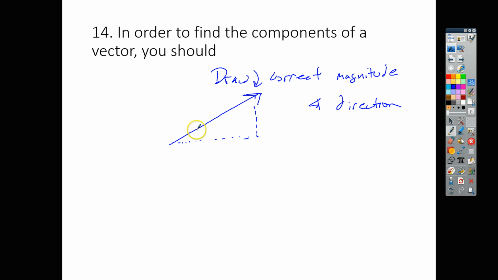But if I know the angle, that helps me. I'm actually just going to make a right triangle out of this, and then each one of these is going to be, if you remember, the sine of the angle for this one. So if we call this vector v, this one would be v sine of the angle, and this one would be v cosine of the angle. And that's really how you go through and find those different components.